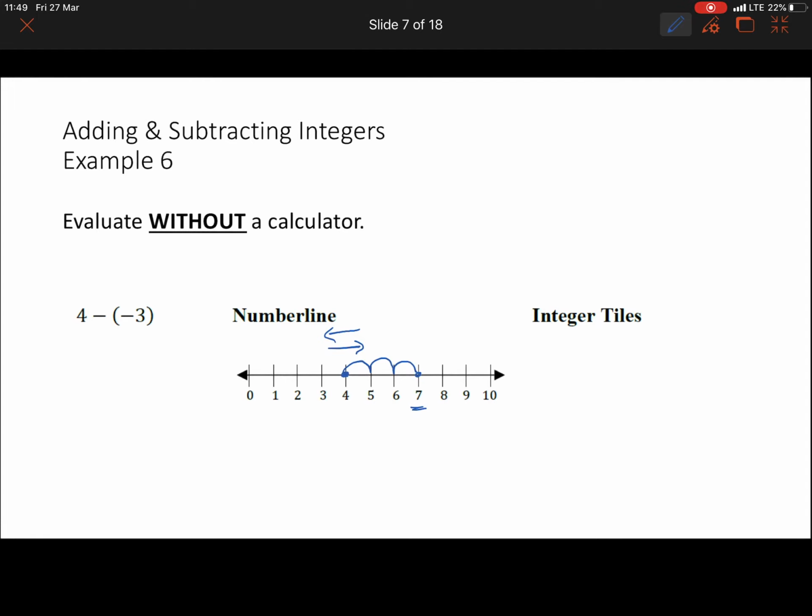To help us with our integer tiles, those negatives make us change direction twice, giving us 4 plus 3. So for our integer tiles, we've got 1, 2, 3, 4 positives and 3 more positives. And if you count all those positives up, you see you also get an answer of 7.